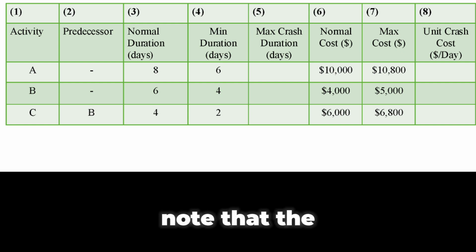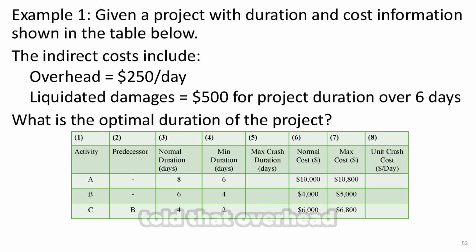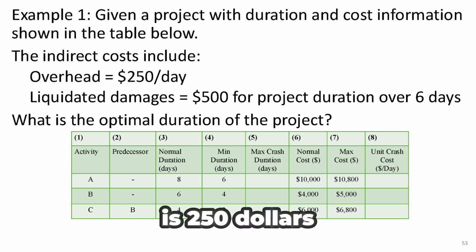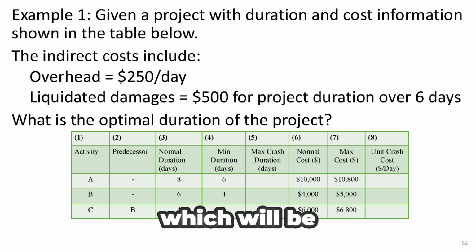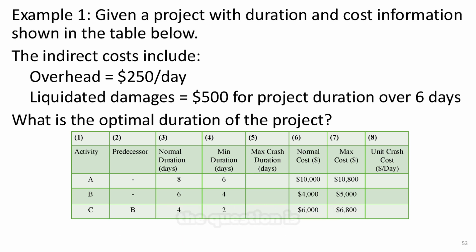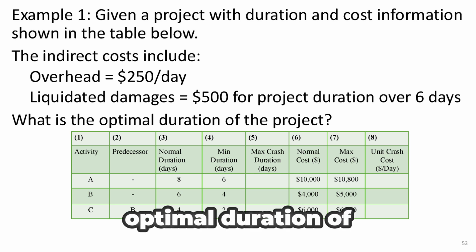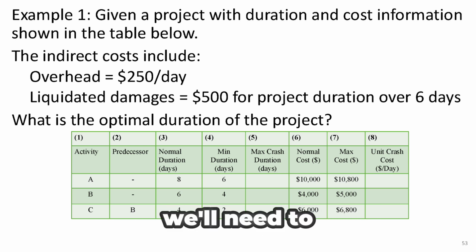Note that the cost data given in the table is direct cost. For indirect cost, we are also told that overhead is $250 per day. Also, the liquidated damages are $500 a day, which will be charged if the project takes longer than 6 days. With this information, the question is, what is the optimal duration of the project? To find that, we'll need to complete the table by calculating columns 5 and 8.